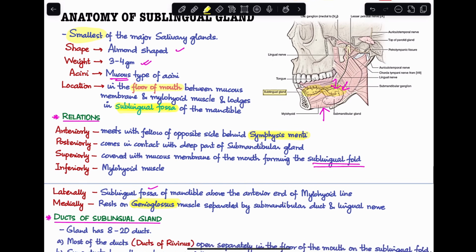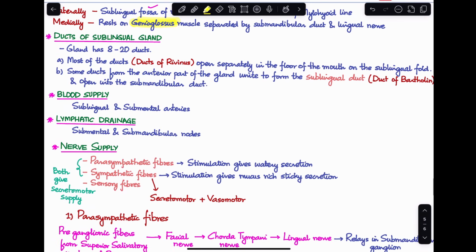Now let's talk about the ducts of the sublingual gland. Now this gland has about 8 to 20 ducts, out of which the majority of the ducts, which are known as ducts of Rivinus, open separately in the floor of the mouth on the sublingual fold. Whereas there are very few ducts from the anterior part of the sublingual gland which unite to form the sublingual duct, also known as the duct of Bartholin, and this opens into the submandibular duct. So, this is how the ducts open into the oral cavity ultimately.